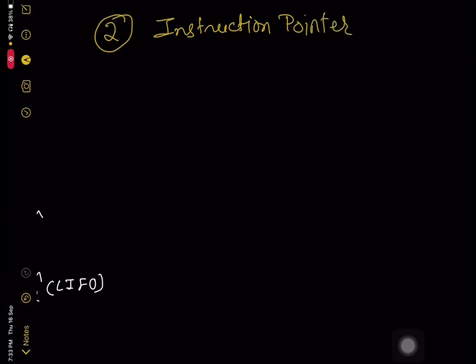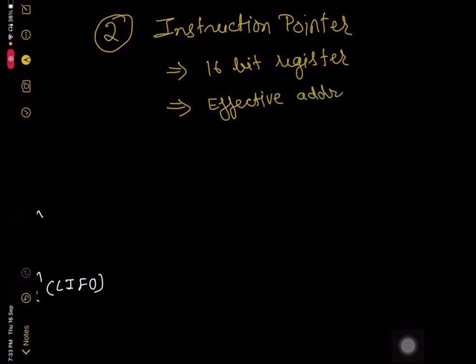That is the second part which we need to discuss today, and that part is the instruction pointer in the bus interface unit. Instruction pointer is another 16-bit register which stores the effective address of next instruction to be executed.